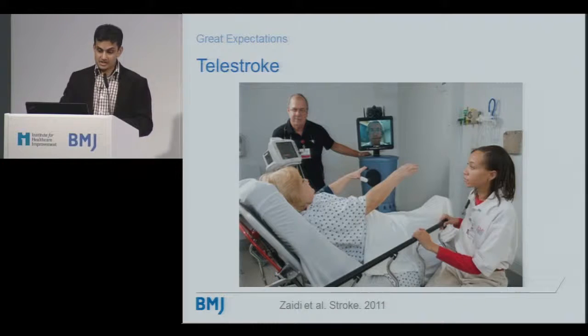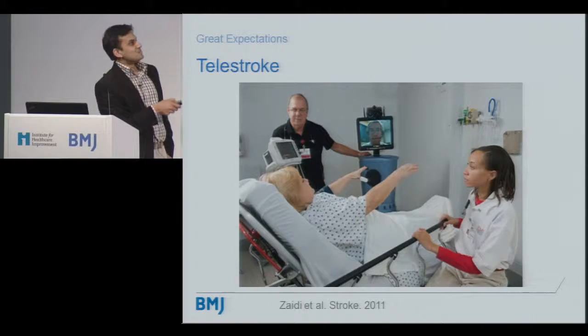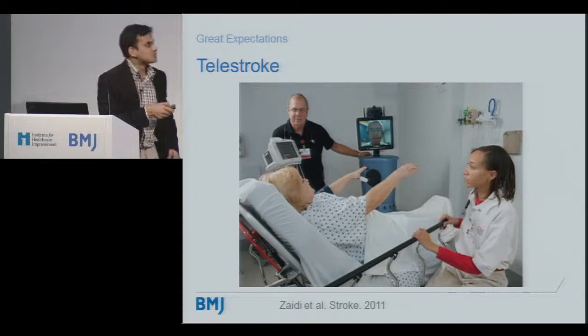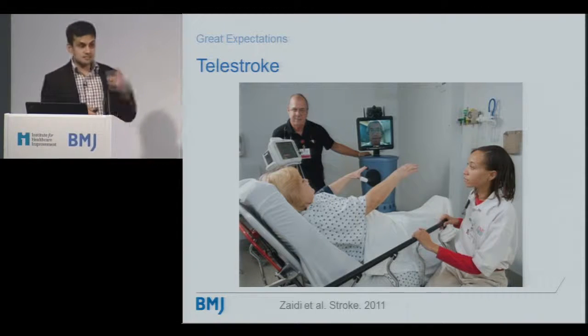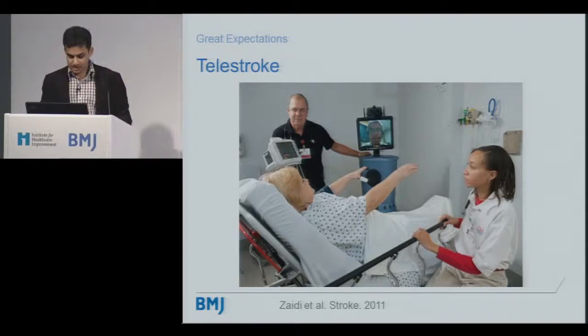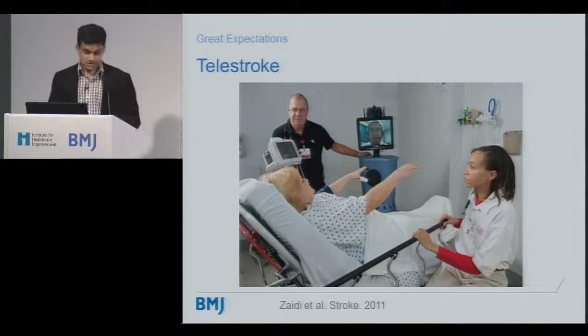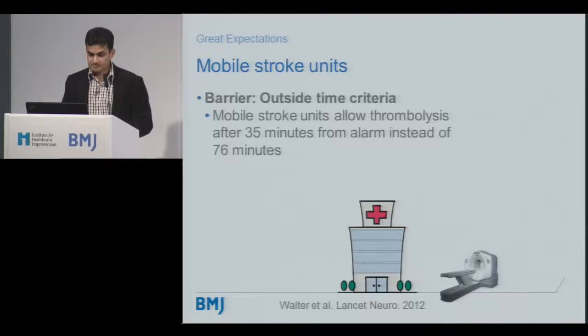By that, what we mean is you have a specialist who's on that monitor there. There's a patient in a faraway hospital miles away, and the specialist just watches what the patient's function is, can look at the scan as well, and can say, yes, go ahead with thrombolysis, or don't go ahead with thrombolysis. So that was an interesting study that showed we can use technology to increase adoption rates.